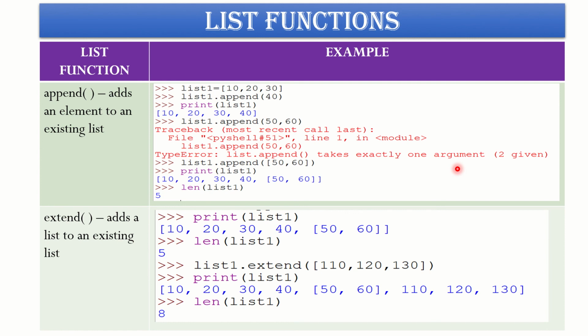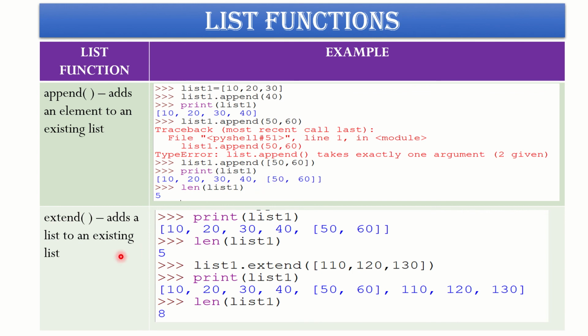You can enter values in the form of a list. So if you see, I tried to append 50, 60, which was a list. So it also got added in the form of a list. Now, if I try to take the length of this list, 50 and 60 is treated as a single element. So if you see here, the number of elements is 5.